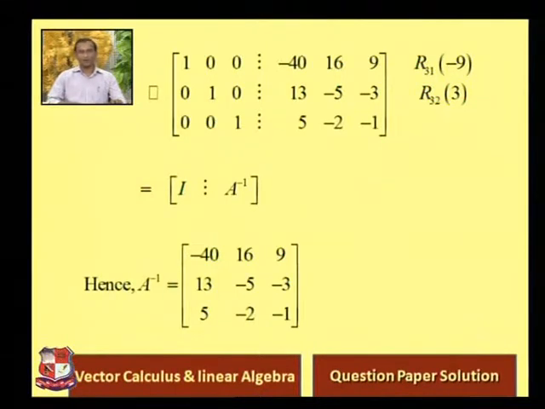Now the left hand side matrix is converted into the identity 3 cross 3 matrix. That means 1, 0, 0, 0, 1, 0, 0, 0, 1, and the parallel matrix is our A inverse. That means the given matrix's inverse. So hence A inverse is minus 40, 16, 9, 13, minus 5, minus 3, 5, minus 2 and minus 1. This is our last answer.